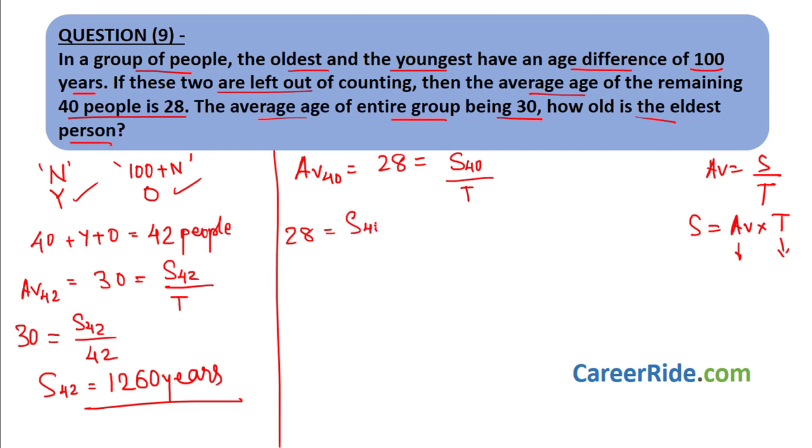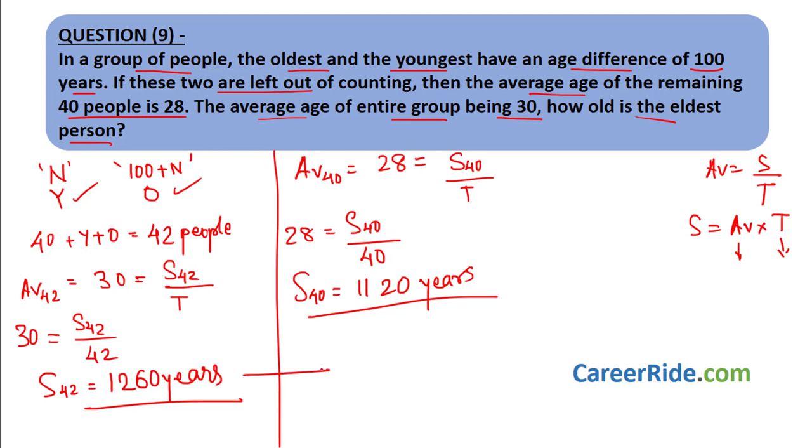Sum of the ages of 40 people upon total number of people. The total number of people is 40, because we are excluding the youngest and the oldest, right? So sum of the ages of 40 people is 40 into 28, that is 4 8 are 32, 4 2 are 8 plus 3 is 11, 1120 years, right? So sum of the ages of 40 people is 1120 years.